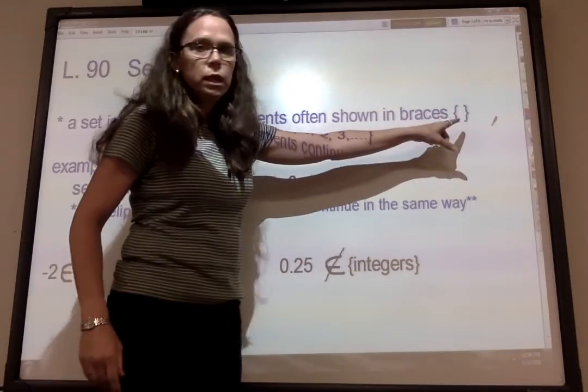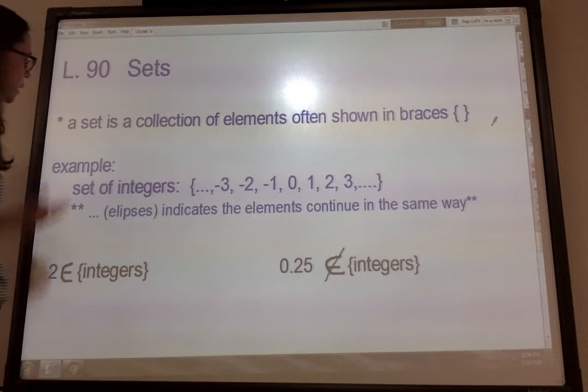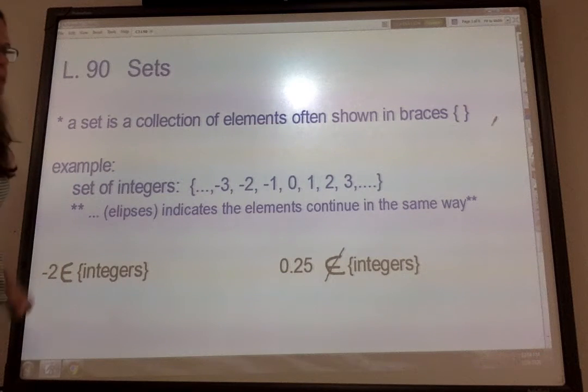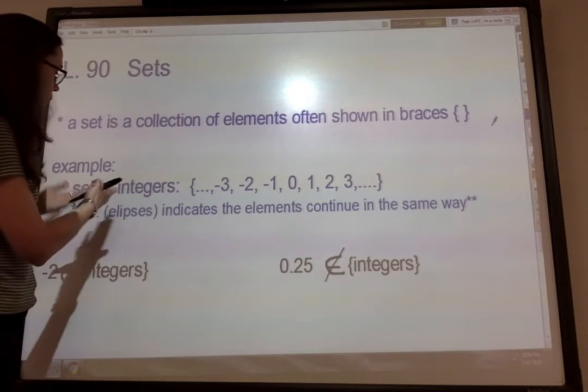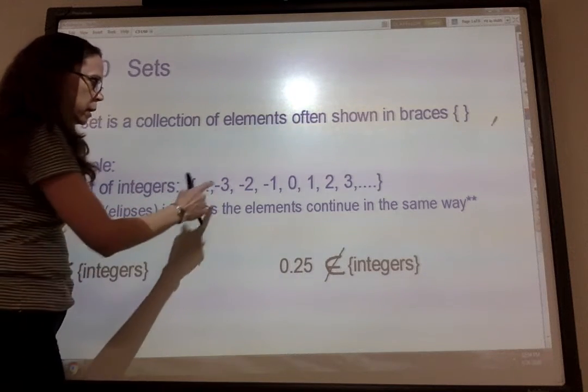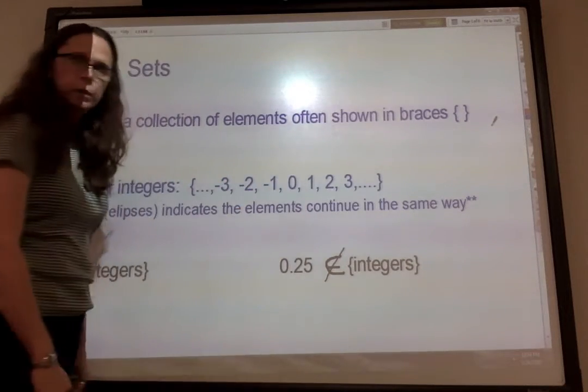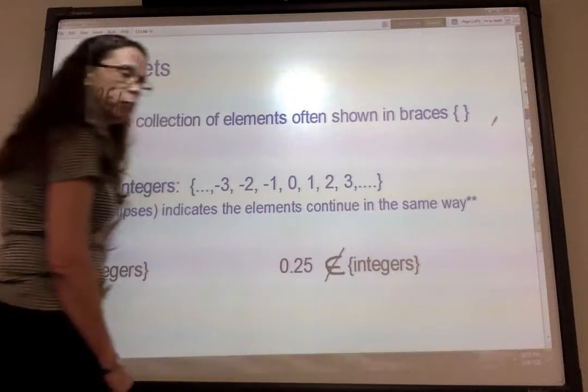okay? These are the fancy little parentheses signs, okay? We call them braces, okay? Here's an example. If I want to list the set of integers, okay? I open my brace, -3, -2, -1, 0, 1, 2, 3. Okay? I close my set of braces.